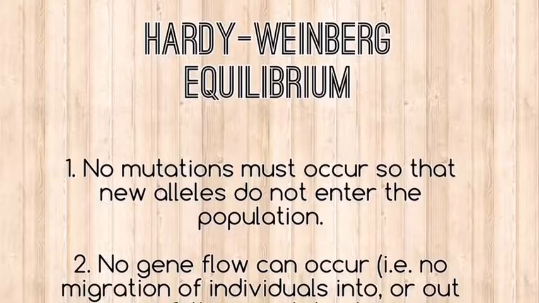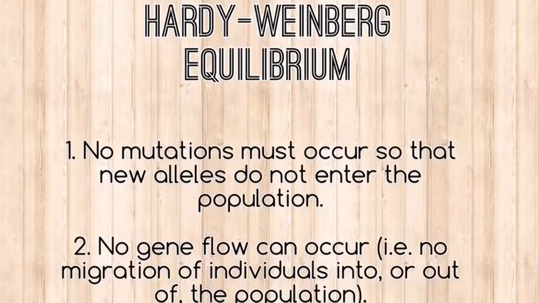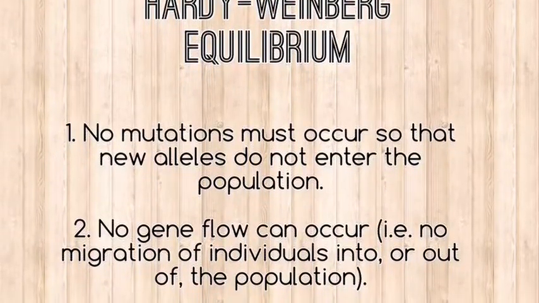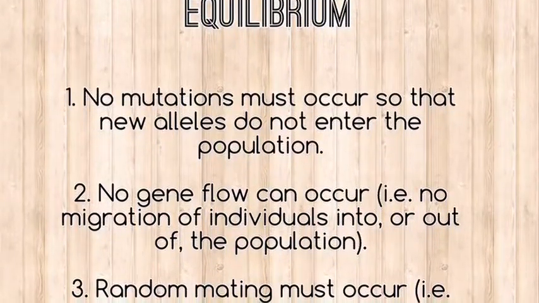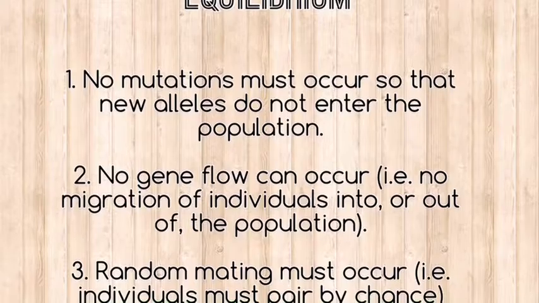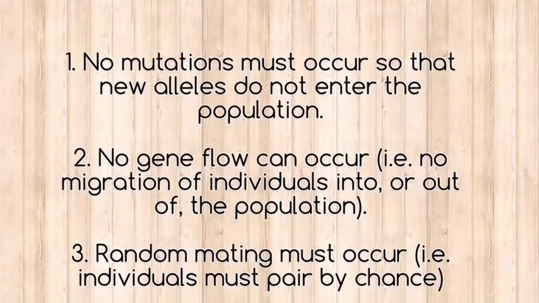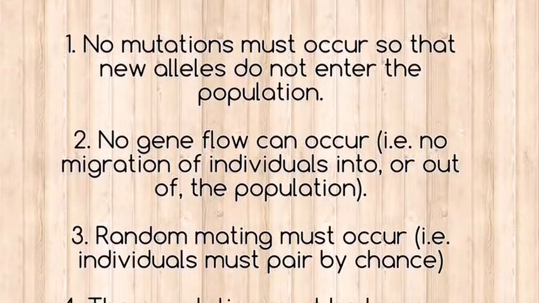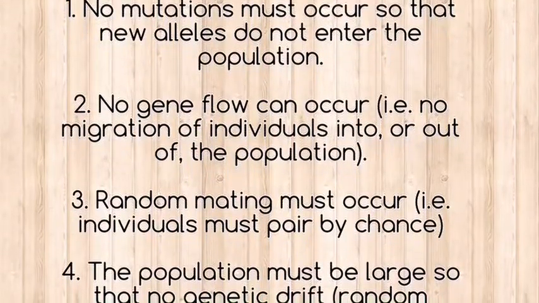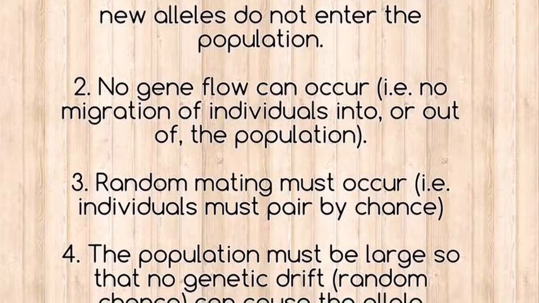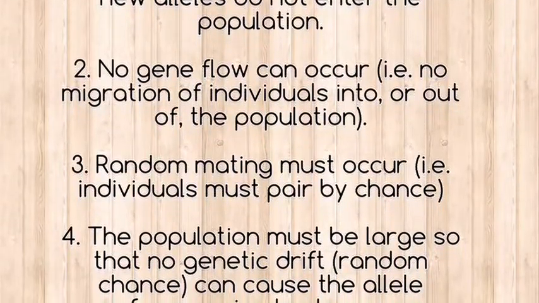Evolution in a population will always occur unless it is in Hardy-Weinberg equilibrium. Hardy-Weinberg equilibrium can only occur if the 5 following laws are met. Number 1. No mutations must occur so that new alleles do not enter the population. Number 2. No gene flow can occur, i.e., no migration of individuals into or out of the population.